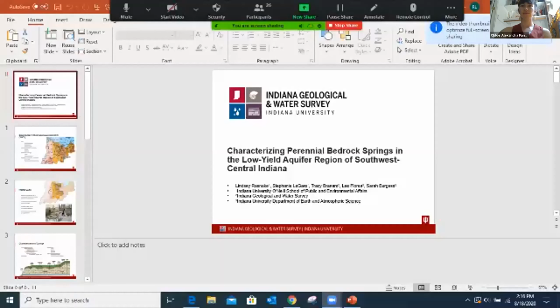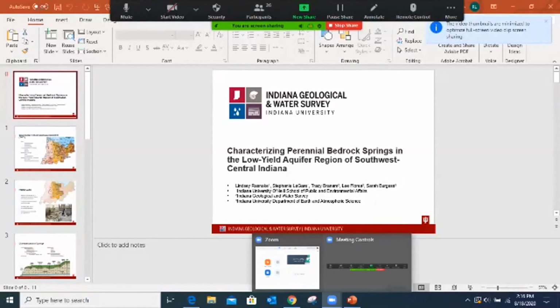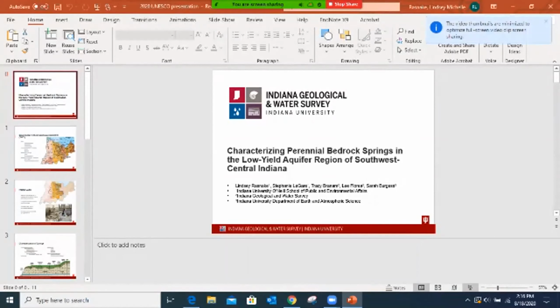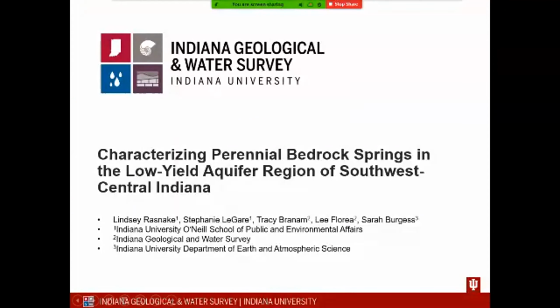Lindsey is a graduate research assistant with the Indiana Geological and Water Survey. And it says you've got all these MPA/MSES candidate in the O'Neill School of Public and Environmental Affairs at Indiana University. And Lindsey's going to talk about characterizing perennial bedrock springs in the low-yield aquifer region of southwest central Indiana.